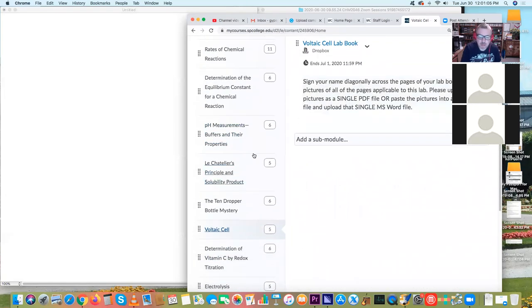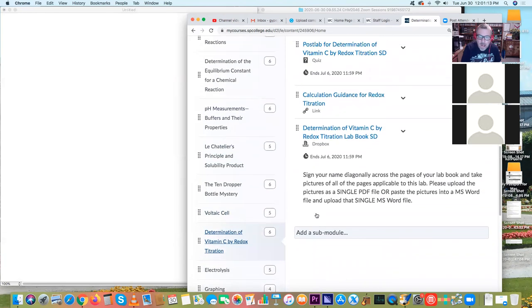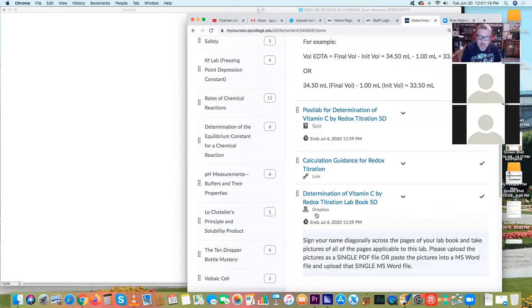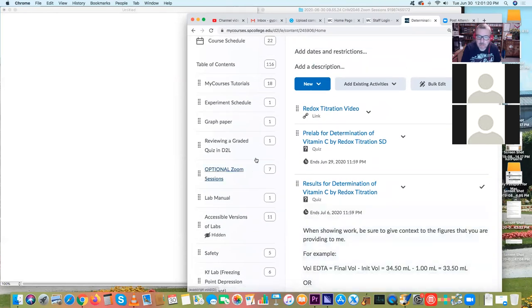All right. So the next thing will be the determination of vitamin C by redox titration. Whenever I was doing the pre-lab for the vitamin C, so it basically was the vitamin C.